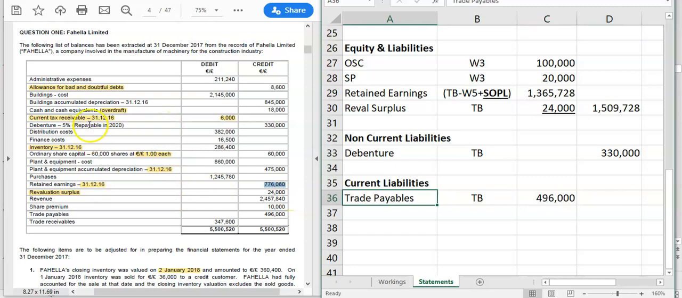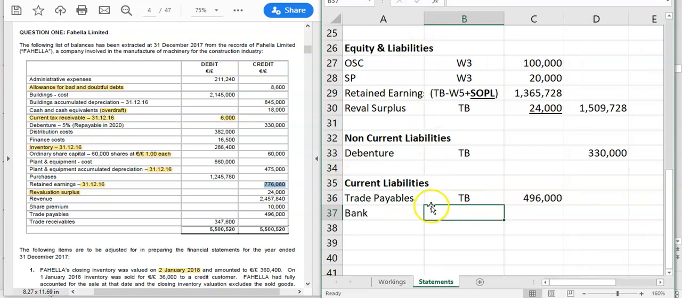Anything else there that looks like a liability? There's none there. So your bank, call it cash and cash equivalents. Now let's do a bit of an adjustment to bank, because there could be a number of adjustments from our memory. So you put in brackets there, trial balance figure.